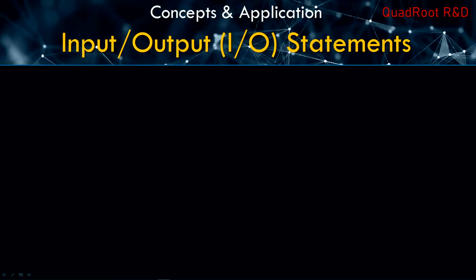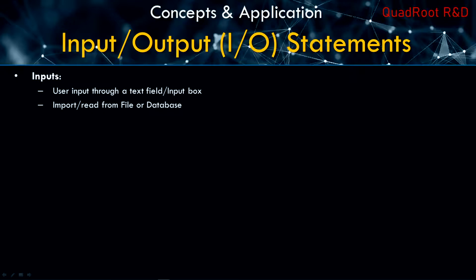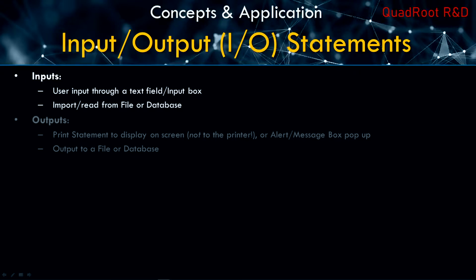Now, in the first video of part 2, we discussed that inputs may be in the form of user input through a text field or an input box, or it could be imported from a file or read from a database. Inputs can also be in the form of events from a web page like a click or a scroll. Outputs include a print statement which displays on the screen, not to the printer, or could be in the form of an alert or a message box that popped up. Or you could output it to a file or into a database. Outputs can also be in the form of events.